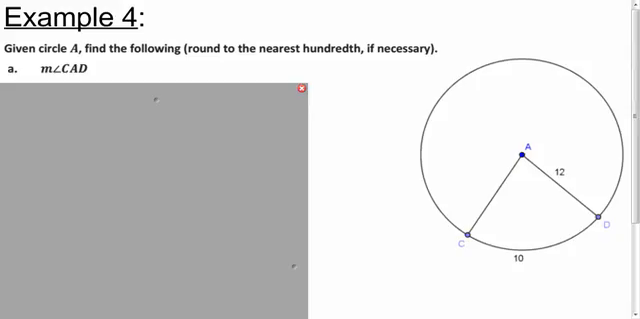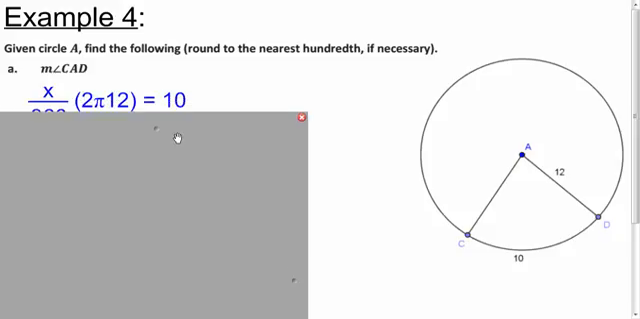In this example, they give us the arc length here as 10, they give us the radius. We have to figure out what the measure of the central angle is. So try setting up an equation for this problem, and I'll show you what mine looks like. So if we're talking about degrees here, you should have an equation that looks like this. So x is the angle, and we're going to divide that by 360. So 360 degrees in the circle.